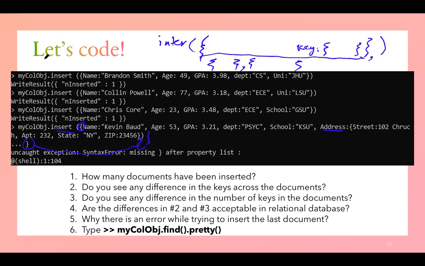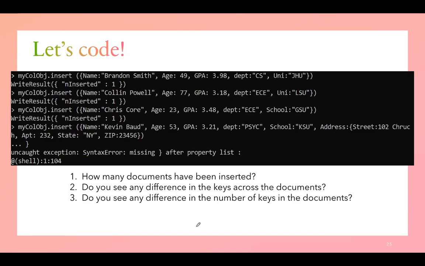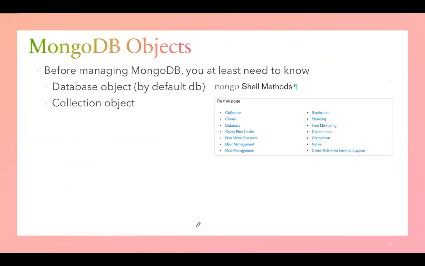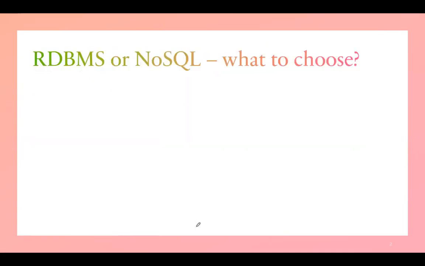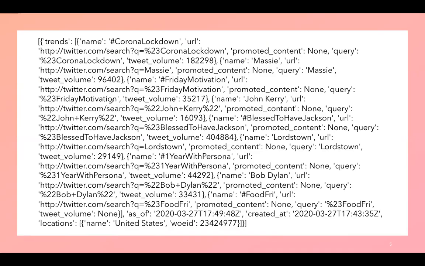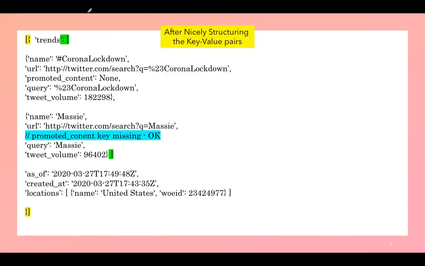Okay. So another thing you can do is you can type myCallObject.find.pretty. There is a pretty method, right? Once you use this pretty method, what will happen is something like this. Let me show you. Let me go back. This will happen. So if you don't use pretty, you will see something like this. If you use pretty, you will see something like this.